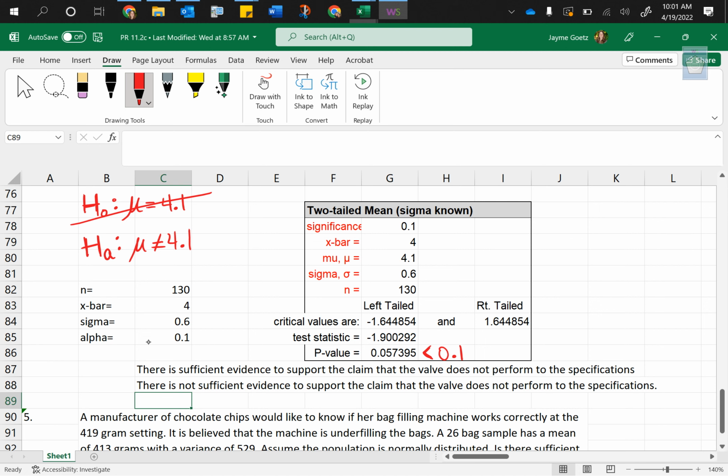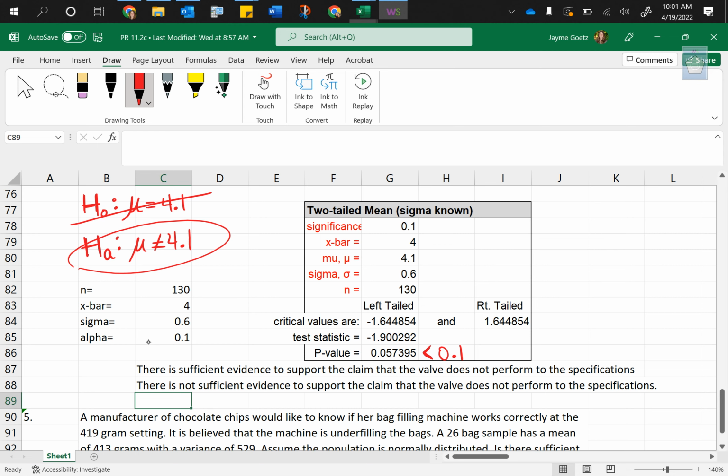But what does that mean for my two options? Well, my alternative hypothesis said that the mean does not equal 4.1. They didn't tell me what the mean does equal. I don't have to figure that out. I just have to know, did we figure out if the mean is equal to 4.1 or not equal to 4.1? And we rejected the null hypothesis. So we're sticking with my alternative. That means there is sufficient evidence to support the claim that the valve does not perform to the specifications.